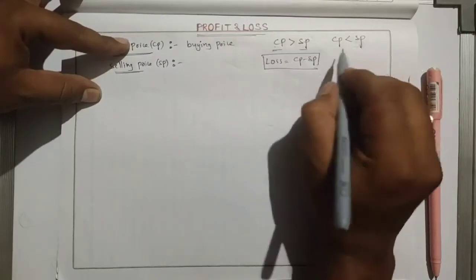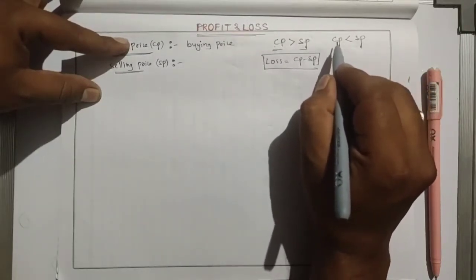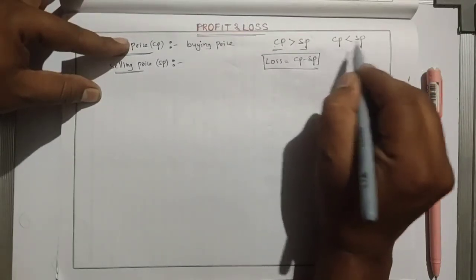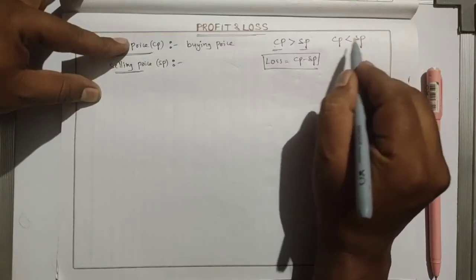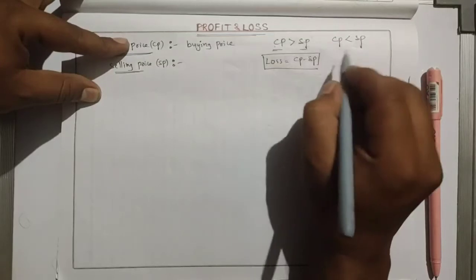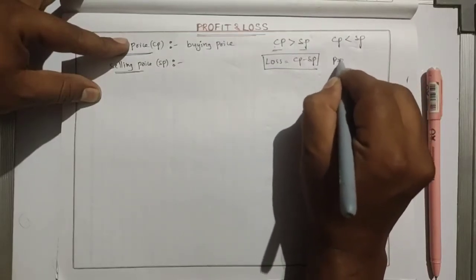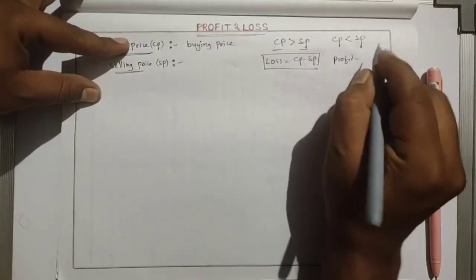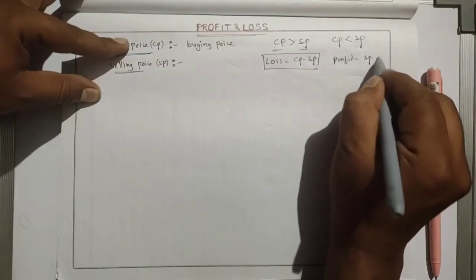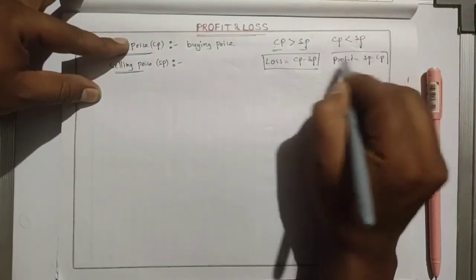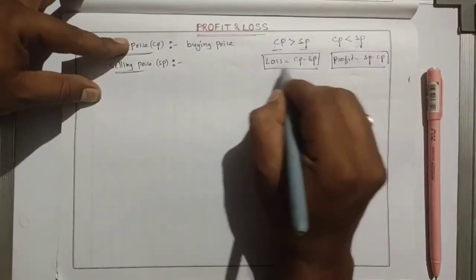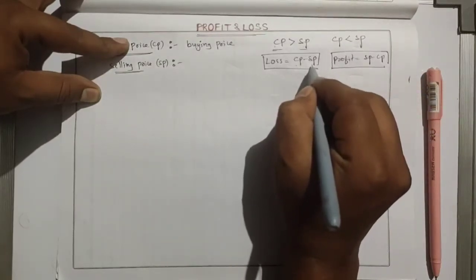Therefore, the loss is equal to CP minus SP. The same way, if you buy the object for less cost and sell for more cost, meaning SP is more than CP, we will get the profit here. Therefore, profit is equal to SP minus CP, selling price minus cost price. The same way, loss is equal to cost price minus selling price.